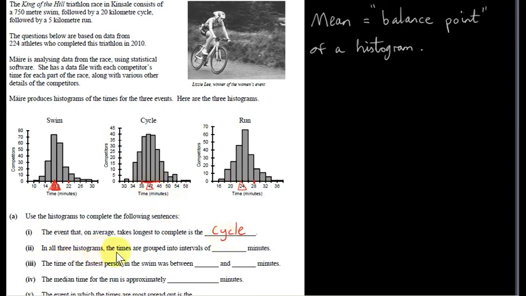In all 3 histograms, the times are grouped into intervals of how many minutes? Well, let's look at this one here. What's the width of each bar? Well, from 22 to 26, that is 2 bars. So the width of 1 bar is 2. So this point here has to be 24. So this bar runs from 22 to 24. The next bar goes from 24 to 26. The next one from 26 to 28, and so on.